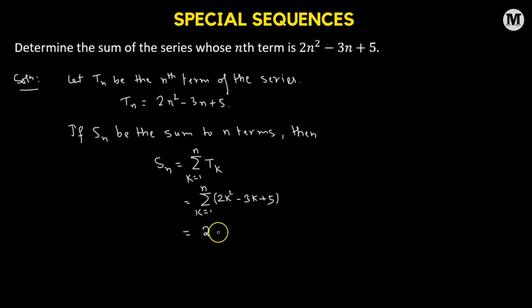We'll first take 2 out of the summation because 2 is a constant. So we get 2 times the summation of k squared, where k goes from 1 to n, minus 3 times the summation of k, where k goes from 1 to n, added to 5 times the summation of 1 with k running from 1 to n.